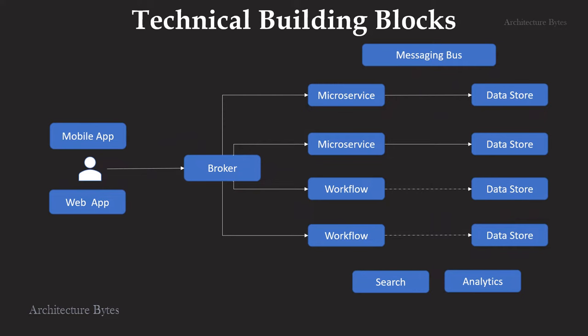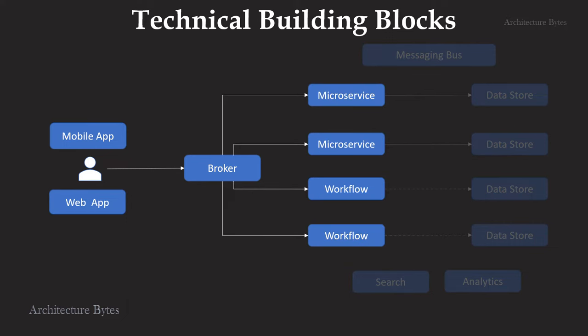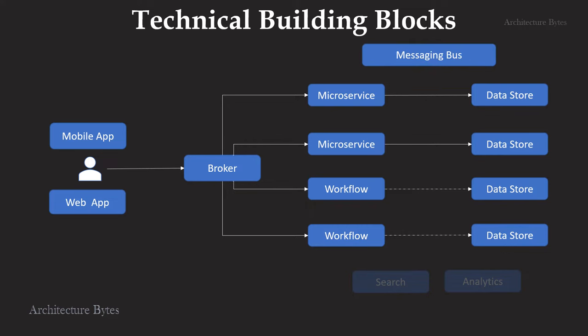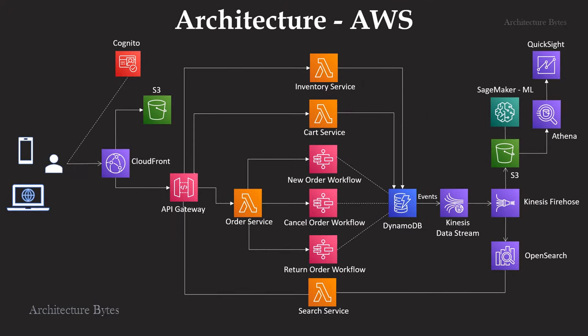Keeping in mind our design philosophy, let's look at our technical building blocks. Our services are made up of microservices and workflows. In addition, we have data stores, messaging bus, search, and analytics. Let's architect these on AWS now. On AWS, this is what our architecture would look like. There is a lot of information here. We will look at each component one by one.